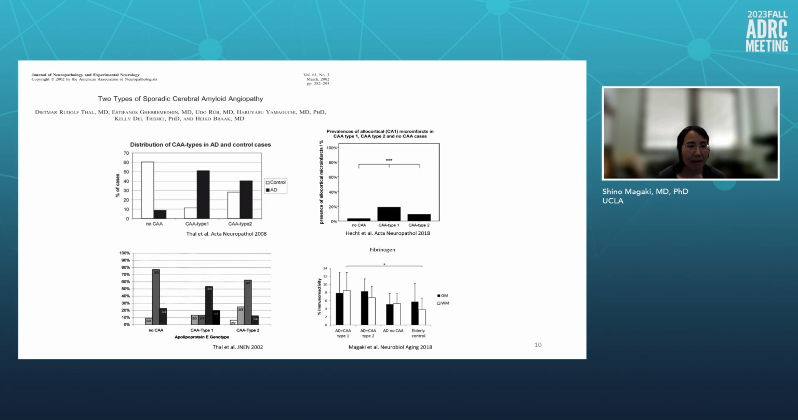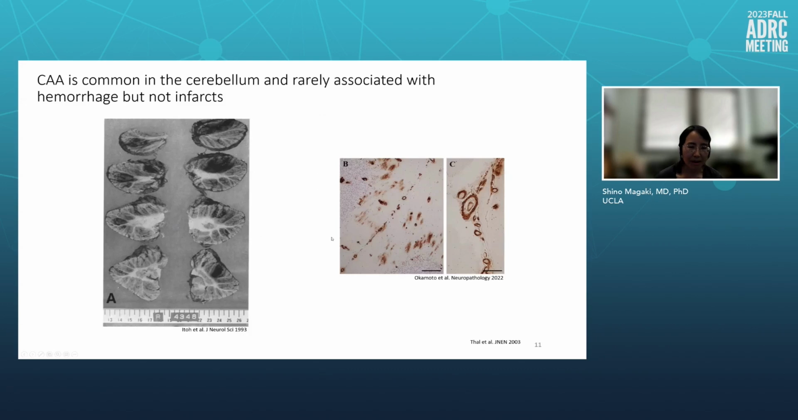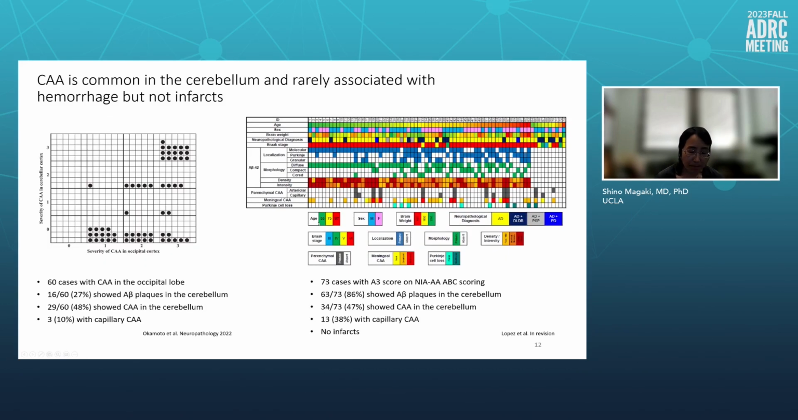So CAA predominantly affects the posterior parts of the brain. So the occipital lobe is usually the most severely affected. So it's not surprising that the cerebellum is also commonly involved with CAA, although it's not included in any of the grading schemes. And it's relatively rare to have CAA-associated hemorrhage in the cerebellum. These are some small studies that looked at CAA in the cerebellum. One by Dr. Okamoto and colleagues looked at 60 cases that showed CAA in the occipital lobe. And of those, almost half showed CAA in the cerebellum. Only 10% showed capillary CAA, and only 27% showed A beta plaques in the cerebellum.